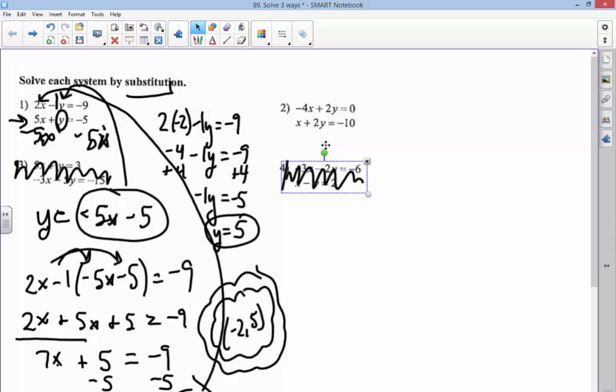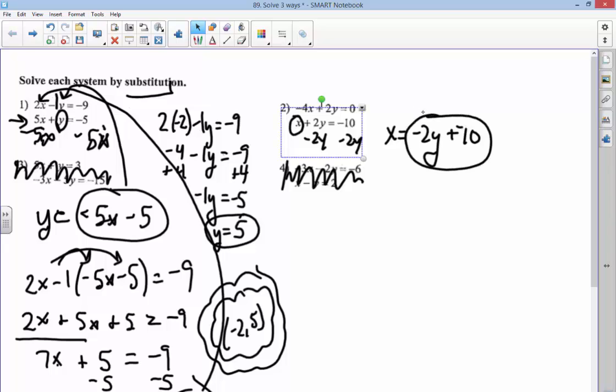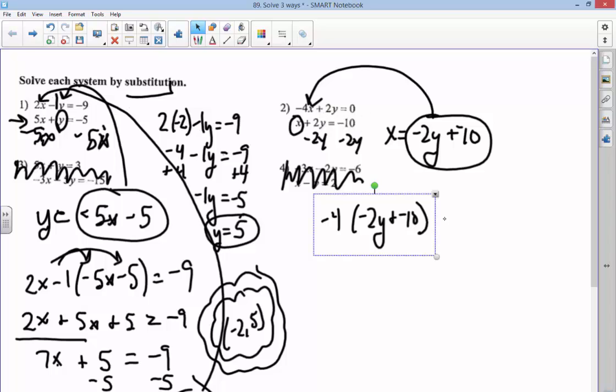In number 2, the letter that is screaming to be isolated is right here, this x. And we're going to isolate that through subtracting 2y from both sides. So this bottom equation becomes x equals negative 2y minus 10. And instead of minus, I'm going to do that slash and dash thing, so plus a negative 10. This goes in for x in the top equation. So negative 4, and instead of x, the substitute is coming in, so negative 2y plus negative 10. Continue that top equation, so plus 2y equals 0.